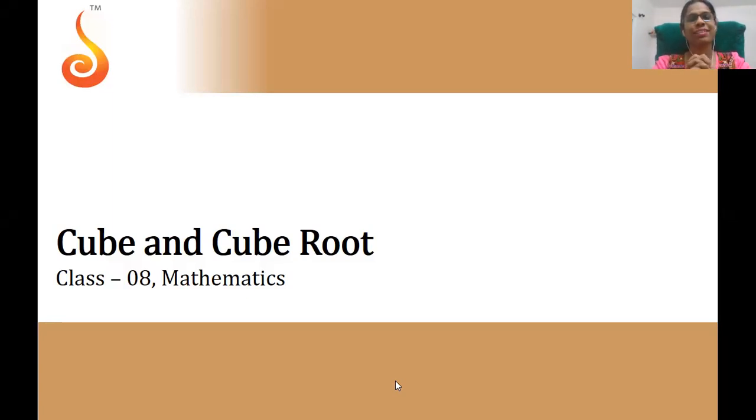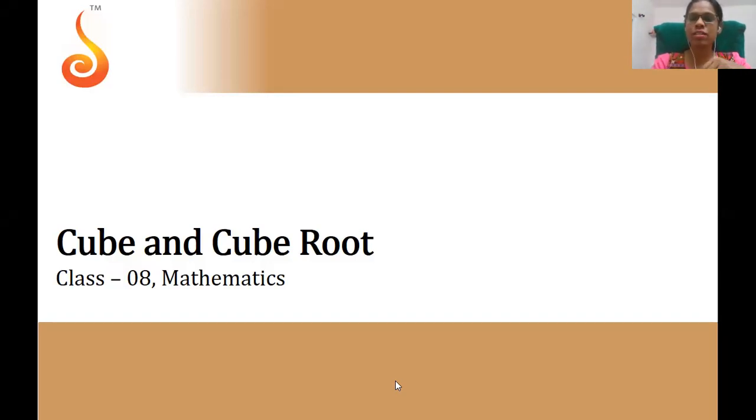Hello learners. Today our new topic for the discussion is cube and cube root. You have already learnt about square and square root in the last topic. I hope you all are completely clear about it. This is just one step further to the square and square root, which is cube and cube root.